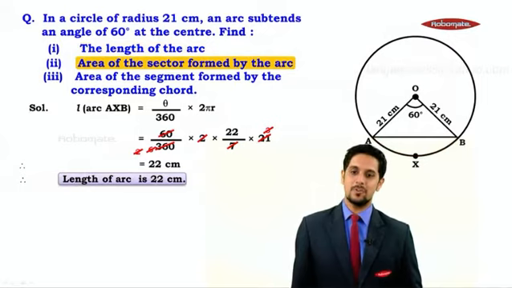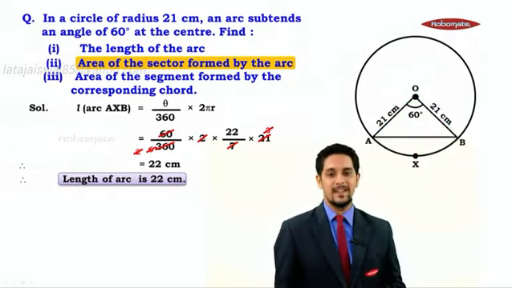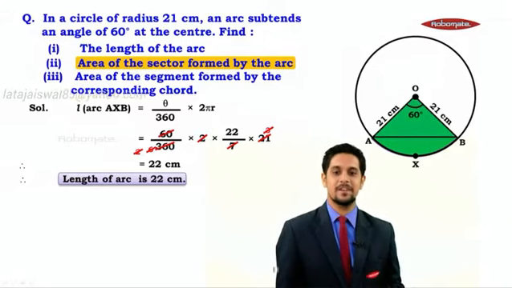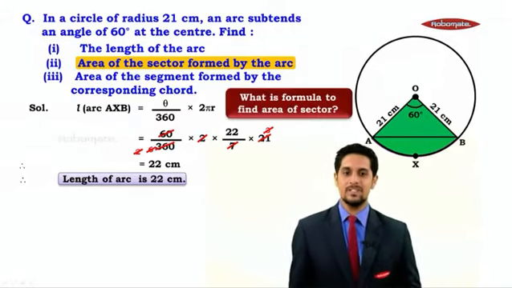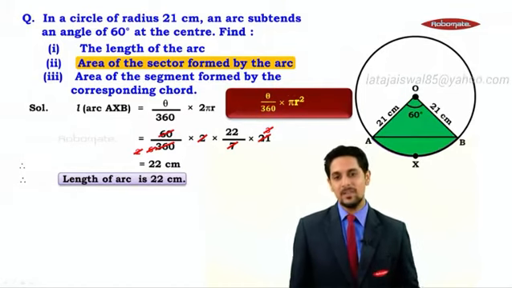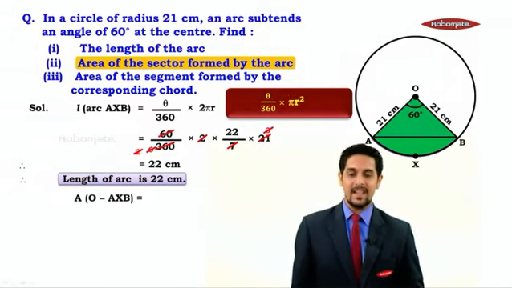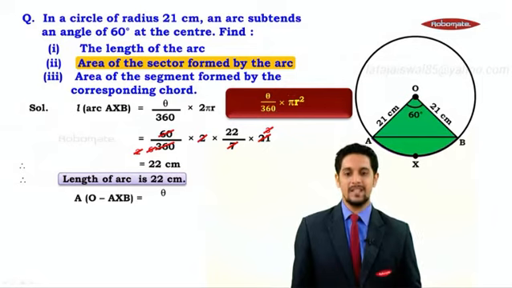Further students, we are supposed to calculate the area of the sector formed by this minor arc. Yes, this is the sector as you can see in the figure. So tell me, what is the formula to find the area of a sector? That is equal to theta upon 360 into pi r square. So we write area of the sector O AXB is equal to theta upon 360 into pi r square.